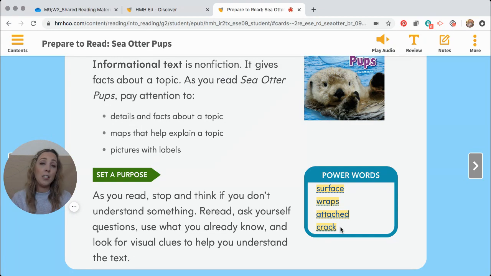Remember, just like with your teacher in your classroom, anytime we get to one of those highlighted power words in our text, I would like for you to read that word out loud. All right? Are you ready to get started reading?